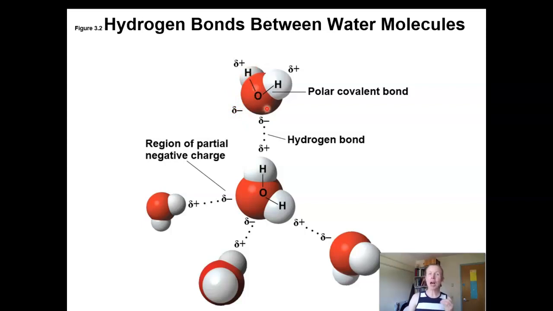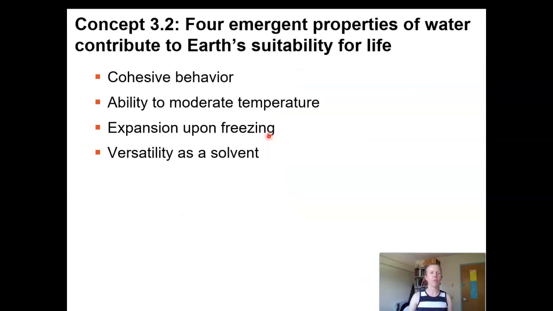What this then sets up is an attraction between the partial negative oxygen and the partial positive on that adjacent hydrogen. And that's where we saw the hydrogen bond, right? We talked about hydrogen bonds already. And so what we're going to see is this is responsible for so many of these important properties of water. So we're going to focus in on 4 here.